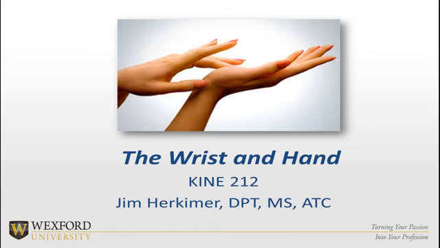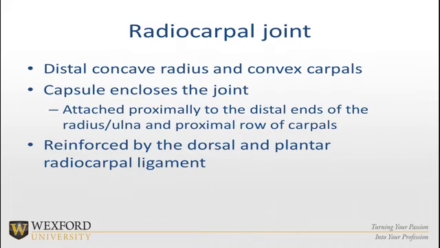So let's quickly review the joints in the wrist and the hand, and we can start with the radiocarpal joint, which is, again, the distal concave radius articulating with the convex carpals. There's a large capsule that encloses the joint, and as a consequence of that, it mechanically links those bones together. So it's attached proximally to the distal ends of the radius, the ulna, and the proximal row of carpals. And again, it's reinforced by the dorsal and the volar or palmar radiocarpal ligament.